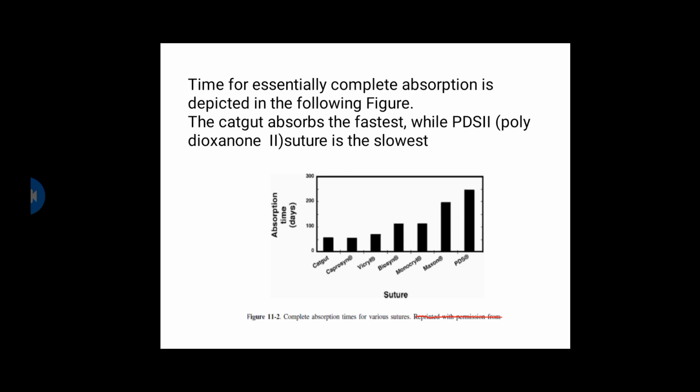Then, this is also one of the graphs that explains the different types of sutures and their absorption times. Different types of sutures are given in the x-axis as catgut, Caprosyn, Vicryl, Biosyn, like that, and the absorption time is given in the y-axis. Based on that, we can see that the natural suture catgut is easily absorbed. That is, within a short period of time, it can be absorbed by the body.